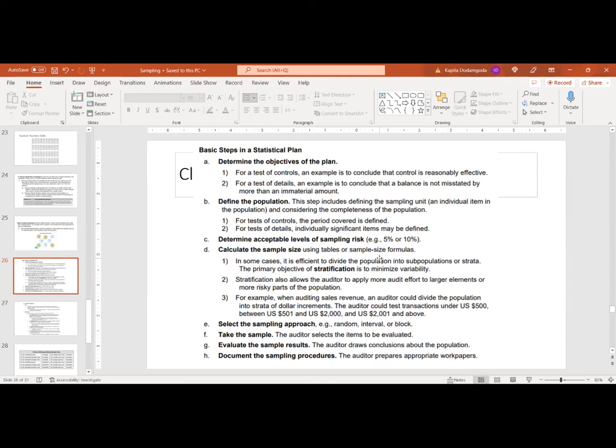So therefore, from a layman's point of view, you would like to have the highest level of confidence or the minimum risk. But you can't do it practically because when you try to minimize the risk, the sample size has to be bigger and bigger, which is not practical.